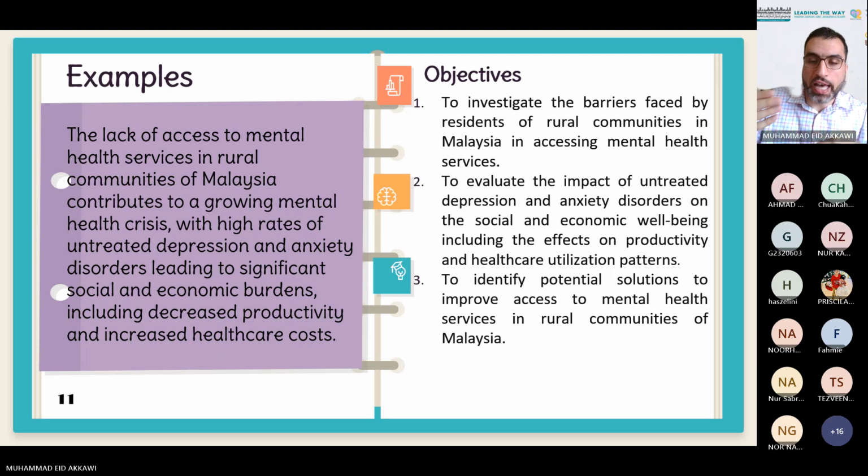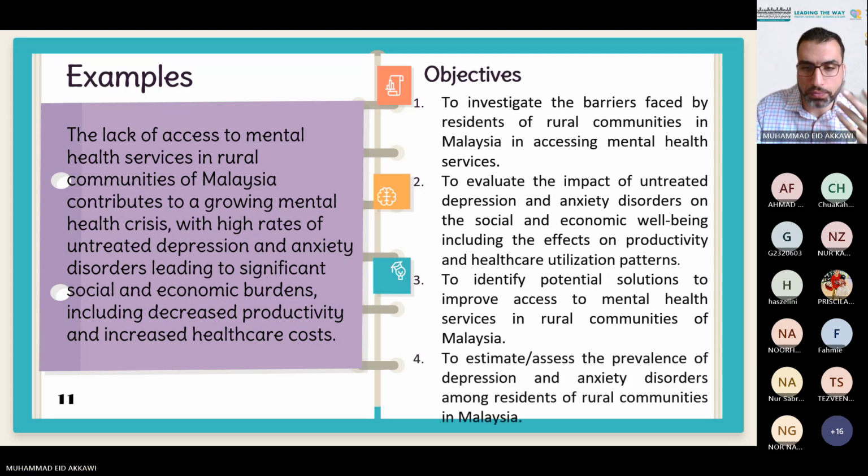So how can you answer these objectives? By listing the potential solutions. For example, one of them is a movable clinic, or online mental health care services, because this is a rural area. All this will be listed, again, based on their opinion.